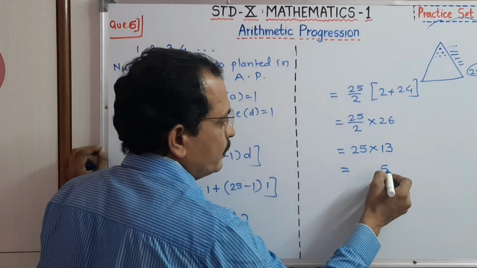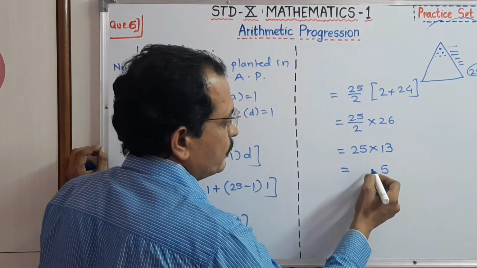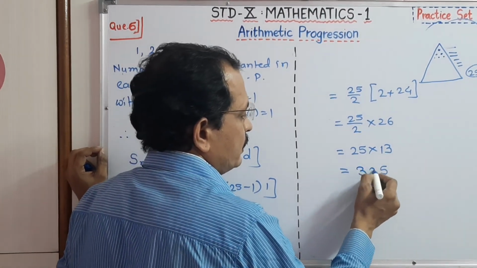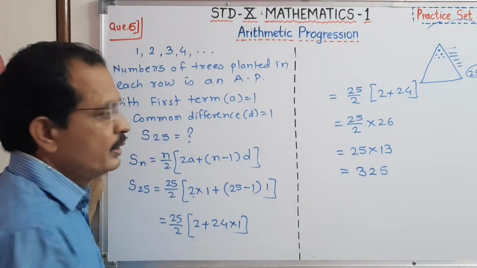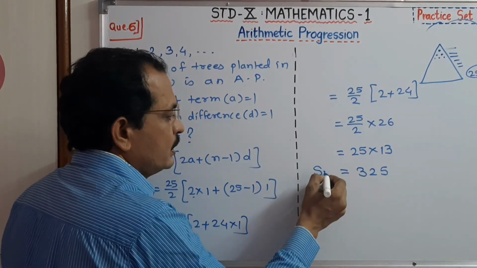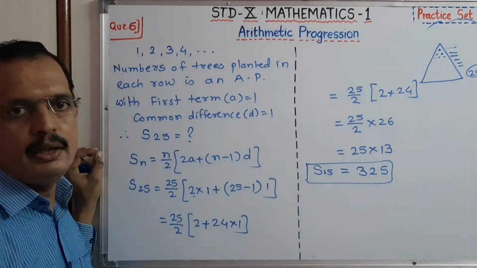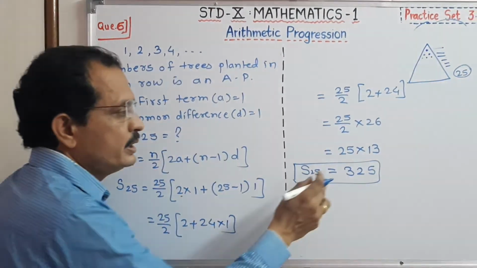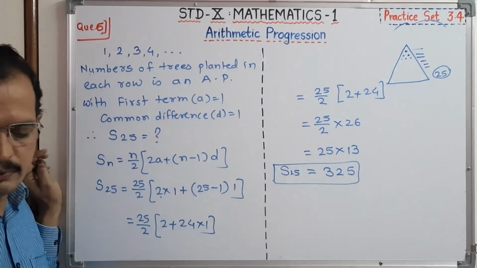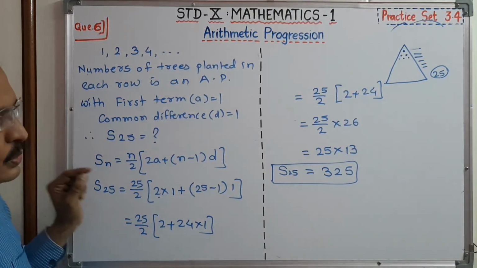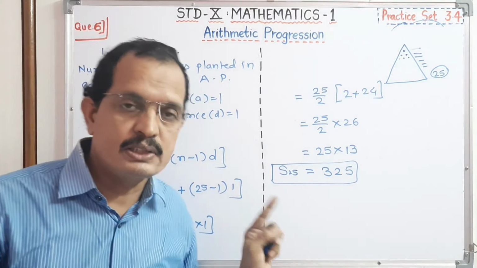Now, 325. Therefore, dear student, S25, that means total number of trees planted in 25 rows is 325. Got it? Now dear student, see the meaning of the last statement.